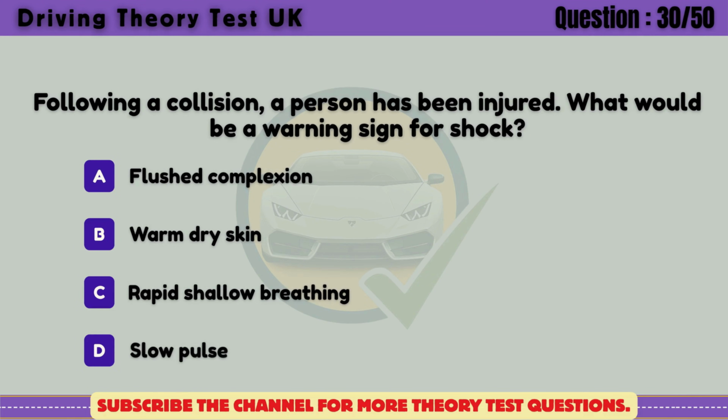Question 30. Following a collision, a person has been injured. What would be a warning sign for shock? Option A. Flushed complexion. B. Warm dry skin. C. Rapid shallow breathing. D. Slow pulse.